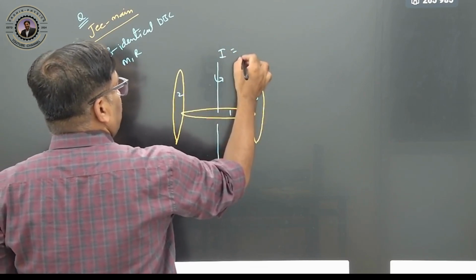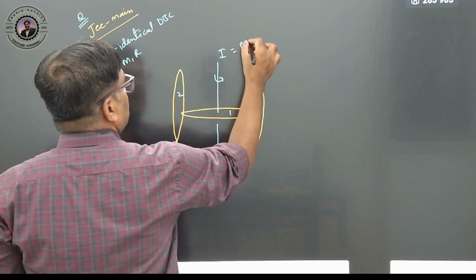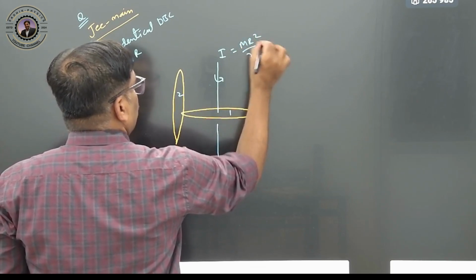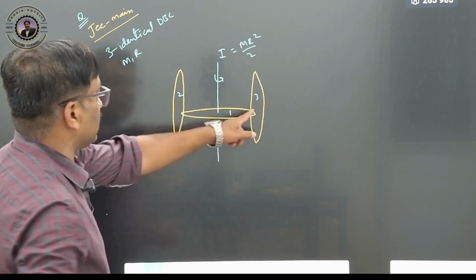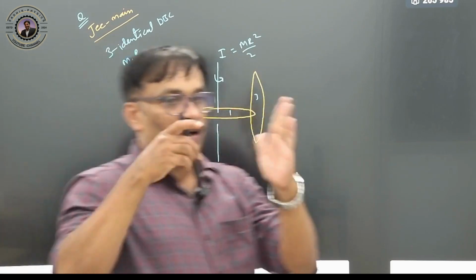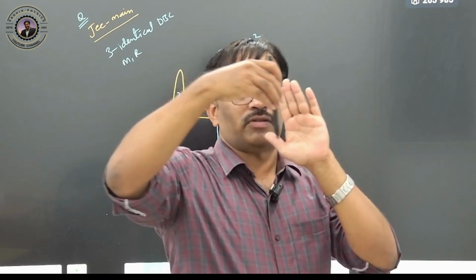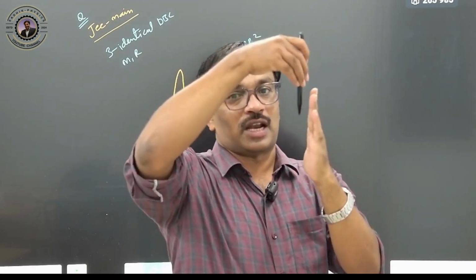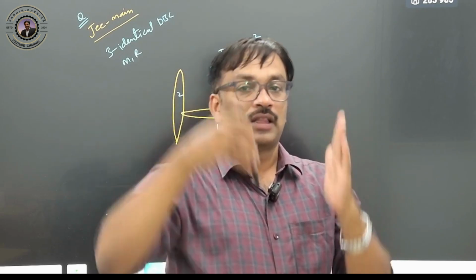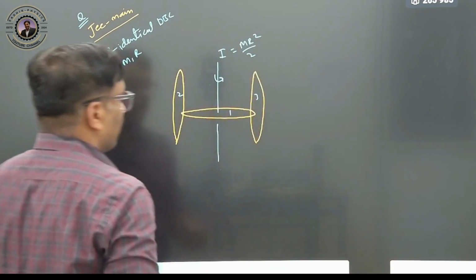So this is the first one. For the first one, what will you get now? mr square by 2. This is the first one now. But the second one and third one, how are we rotating now? We want to rotate this disk at this point, like this. So here the axis is not passing through the center of this one. Here we are passing, that means you have to use the parallel axis theorem compulsorily for this one.